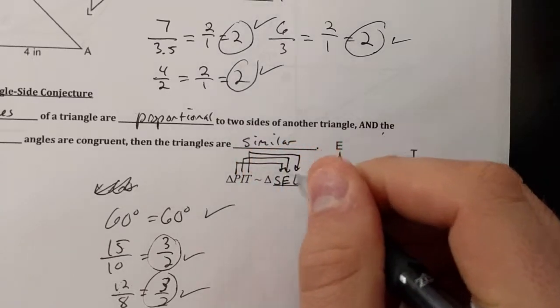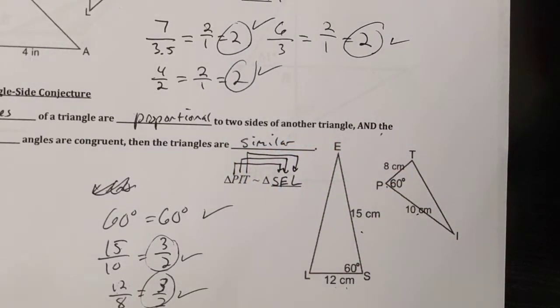Those are the similarity statements that allow you to prove that two triangles are similar.